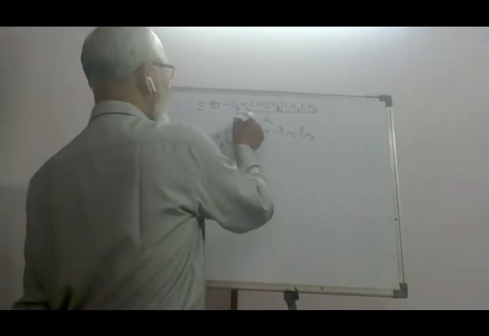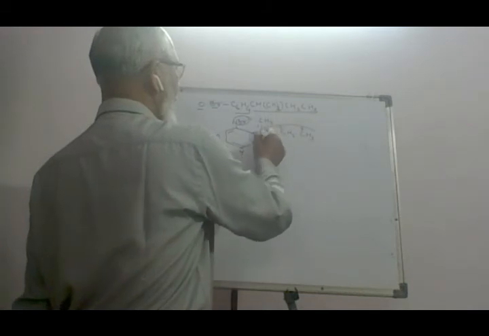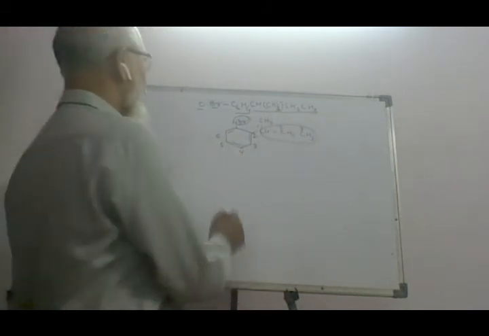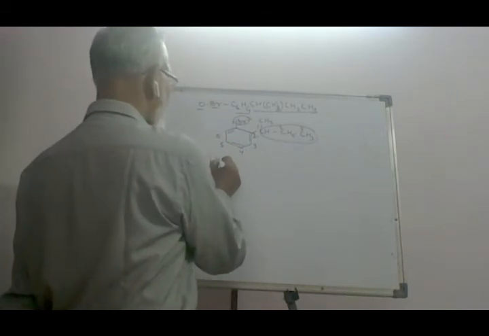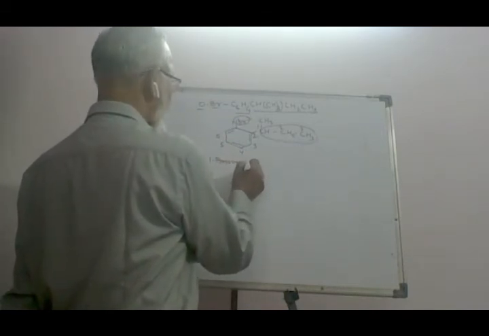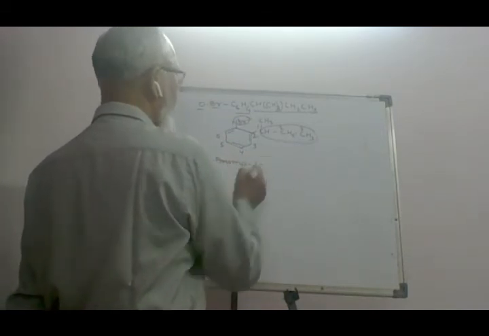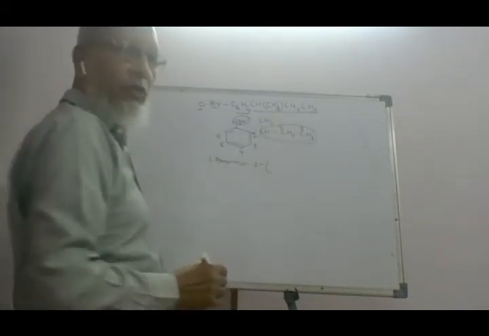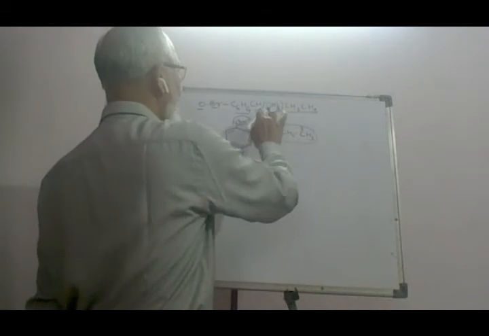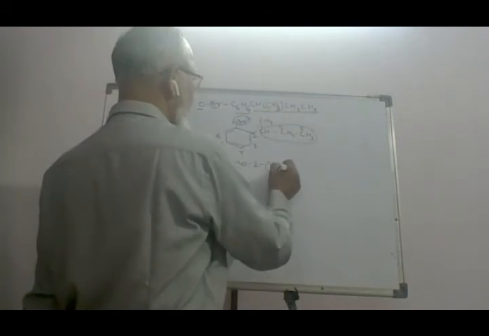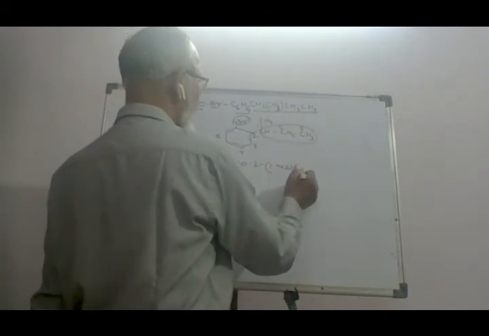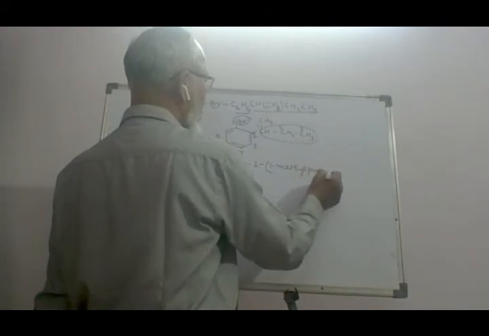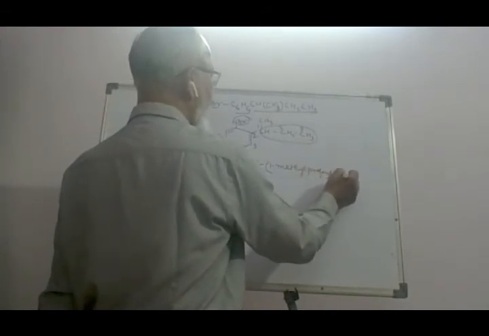Now bromo will come first, and this will be written after that because of the alphabetical order rule. So it will be 1-bromo, then 2. This is your propyl, and this is the methyl group. This methyl group is present at the first position, so it will be 1-methylpropyl benzene.